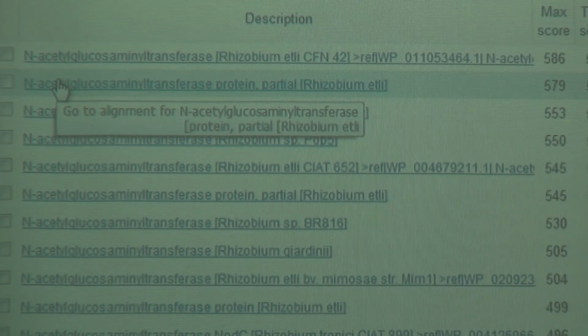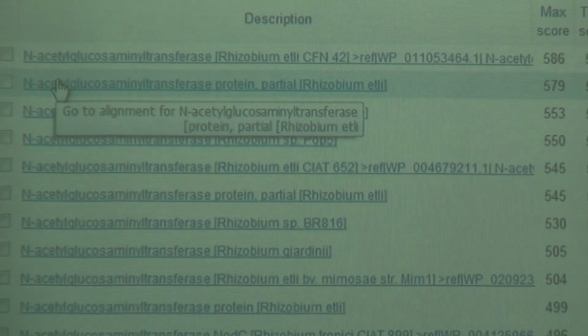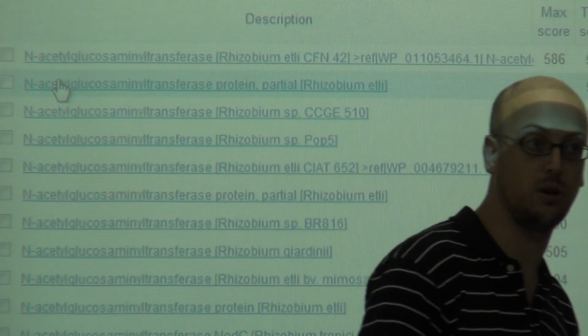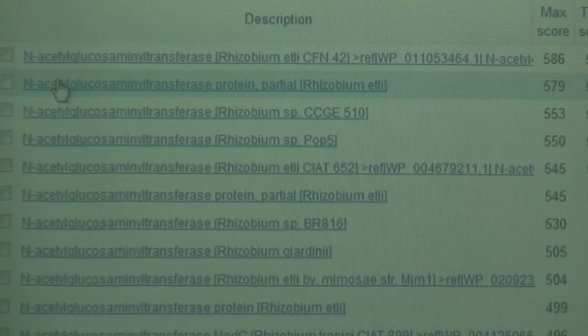So, if I didn't tell you where I got this protein, it's a mystery protein, what would you say is probably the source organism of this protein? Where did I get it from?